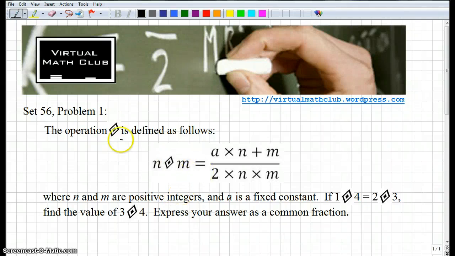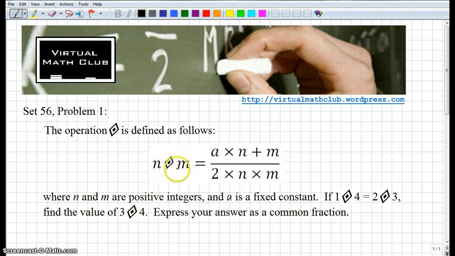Alright, in this problem we've got this new operation. I'll call it diamond, just because that's what it looks like. So we're using this new symbol. Instead of a plus or a times or divide sign, we're using this symbol that looks like a diamond. And this new operation is defined this way.